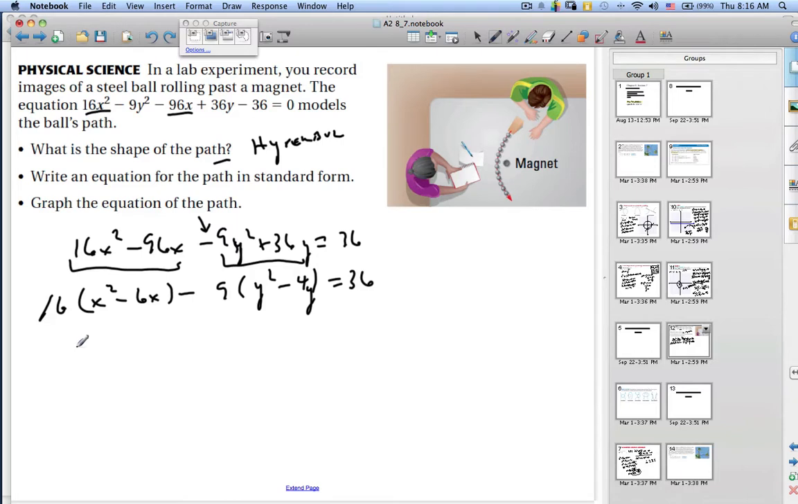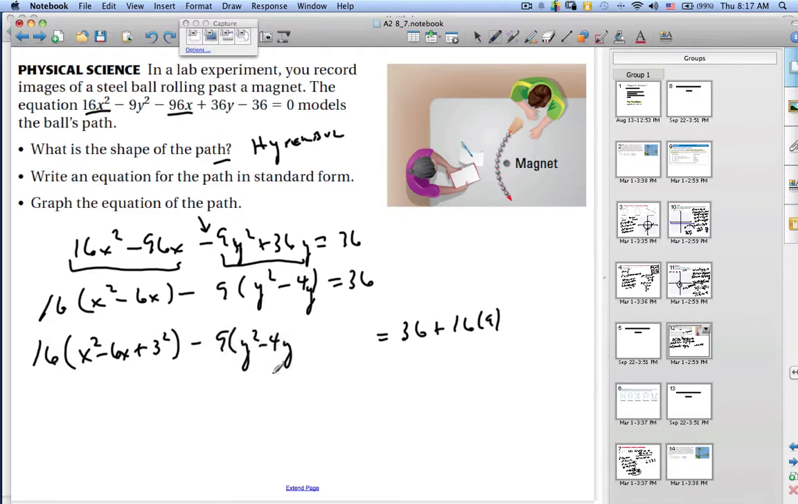6 divided by 2 is 3. 3 squared is 9. So I'll have 16 times x squared minus 6x plus 3 squared. And over here, I'll have 36 plus 16 times 9, because I added 9 here, but it's being multiplied times the 16. Minus 9 times y squared minus 4y, and I take the 4 divided by 2, which is 2, and I square it, and I add that in, 2 squared, which is 4. So this is going to be minus, because I added it after the minus sign, 9 times 4.